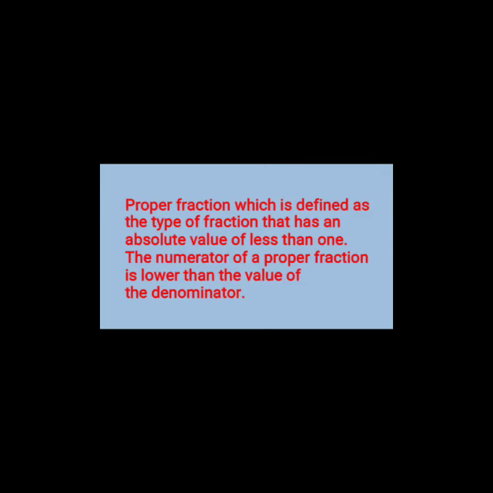The types of fractions are: proper fraction, which is defined as the type of fraction that has an absolute value of less than 1. The numerator of a proper fraction is lower than the value of the denominator. Examples of a proper fraction are 4 over 5, 5 over 7 and 6 over 9.